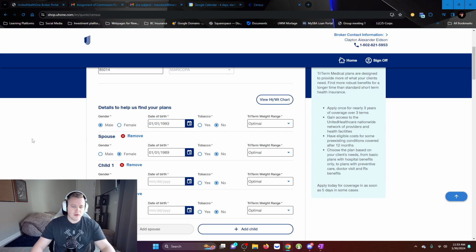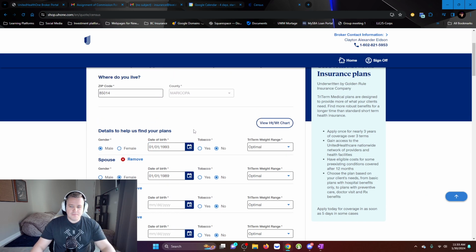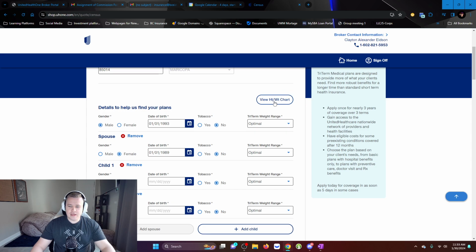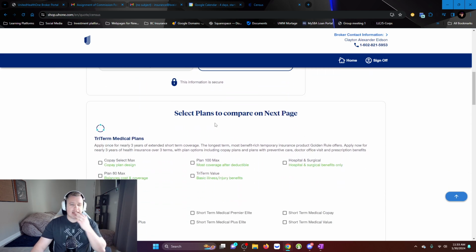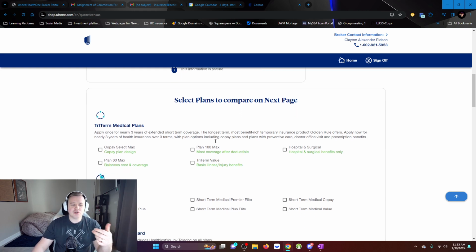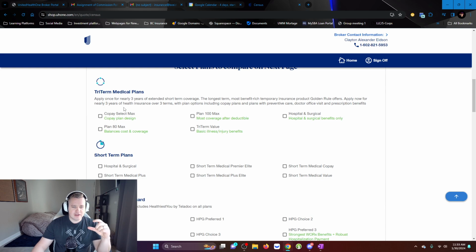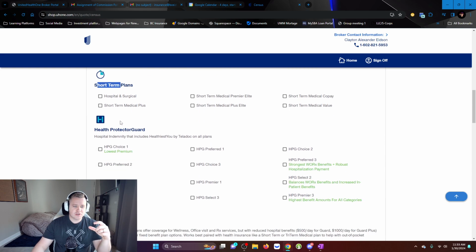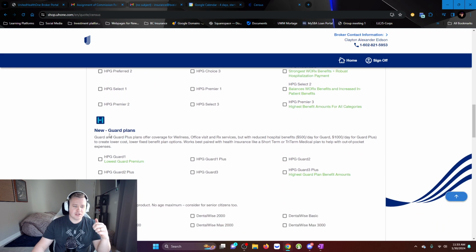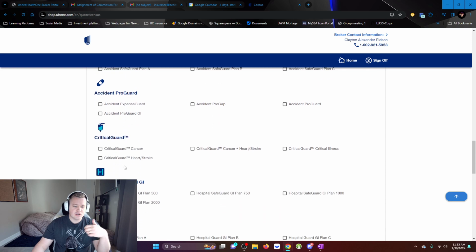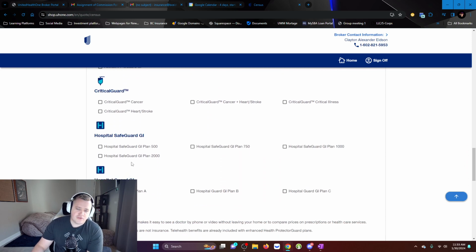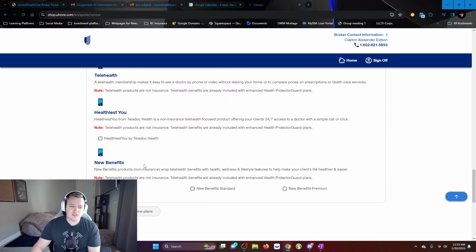1993. So the height and weight scales right here on the right, I typically don't really look at that a bunch. Once you type in all the information, and obviously you can put the kids in too, you're going to see the different levels of products here. So you'll see the tri-term, the short-term plans, the health protector guard plans. You have dental, vision, accident, critical illness, so on and so forth. The fixed indemnity policies as well for hospitalization.